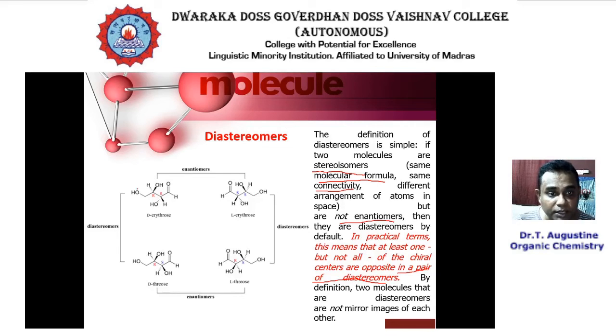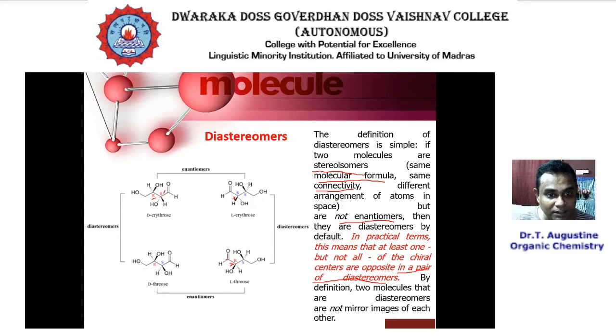You can understand here these two are a pair of enantiomers where the configuration of the chiral centers are completely opposite, whereas in this case only the configuration at this particular chiral center is different for these two, the other one is the same, therefore these two are considered to be diastereomers.